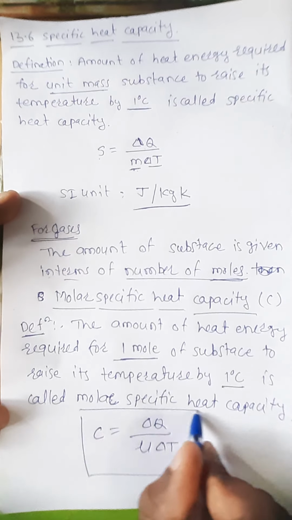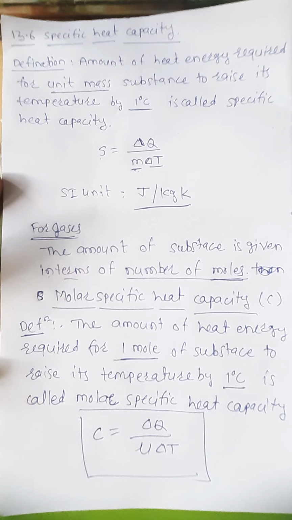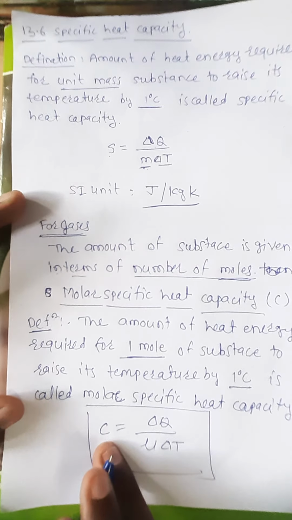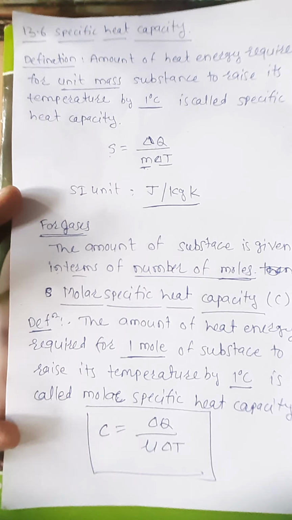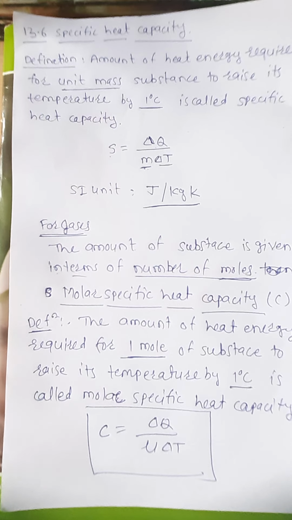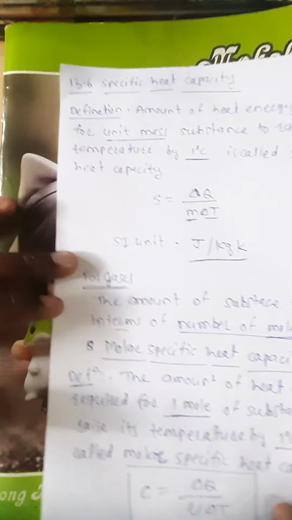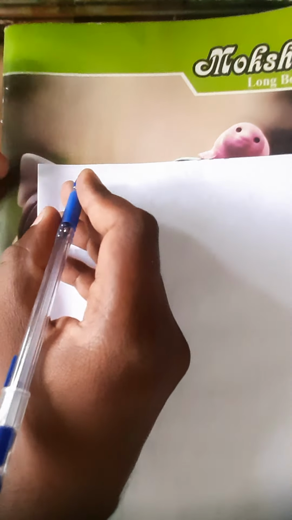Now this is the specific heat capacity, and this C depends upon the nature of the substance, its temperature, and the conditions under which the heat is supplied. Now next, the specific heat capacity or molar specific heat capacity at constant pressure.